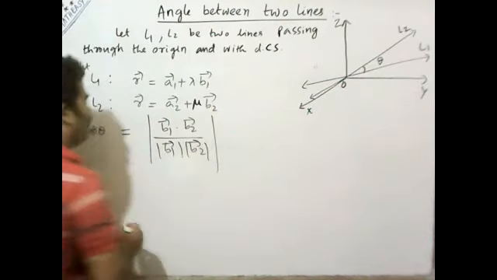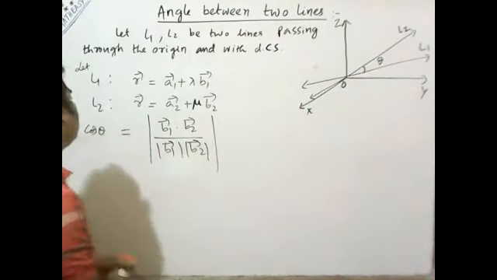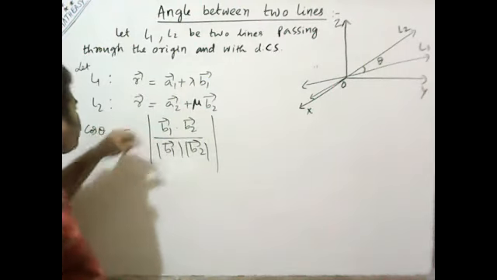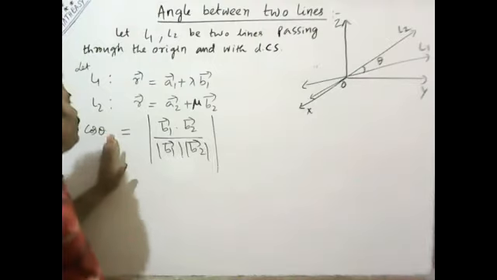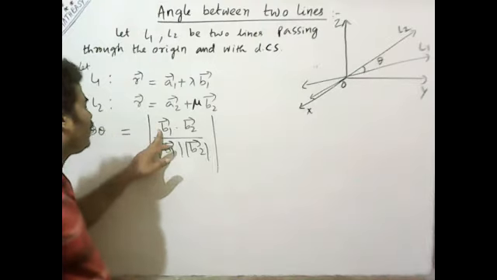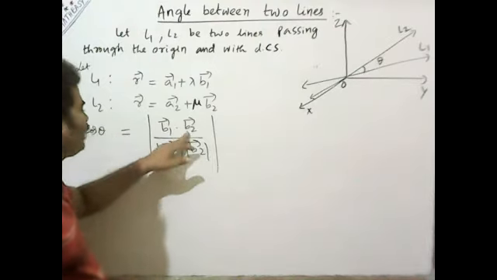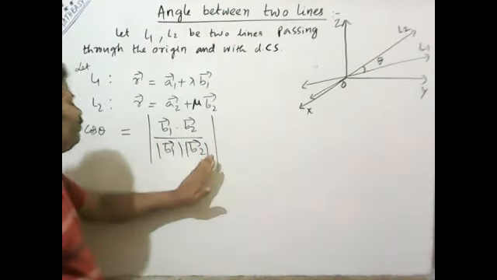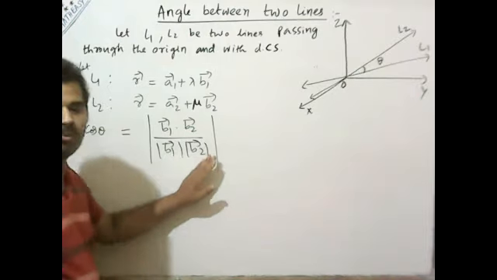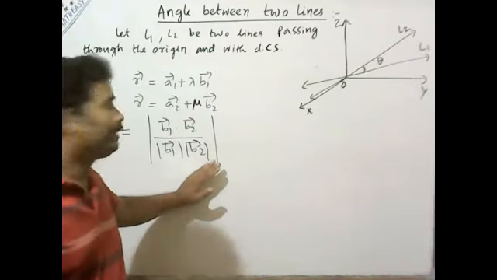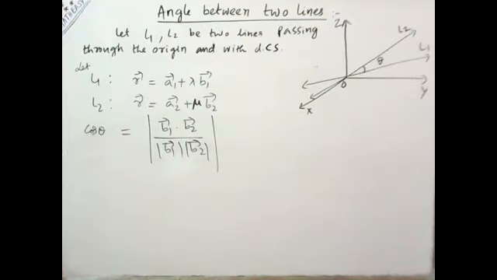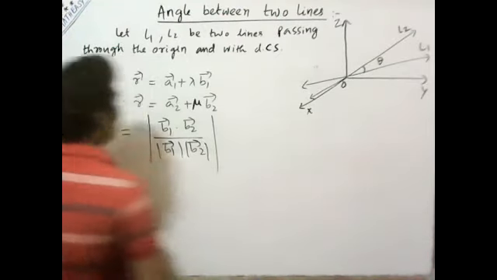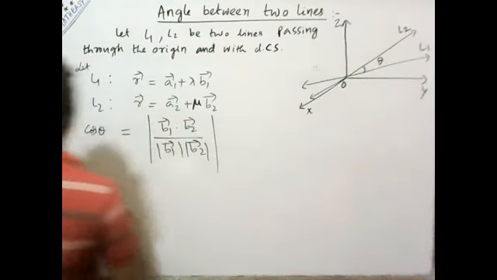In the place of lambda, you can write the mu vector. So the lambda and the mu are constants. Here cos theta is equal to B1 vector dot product with B2 vector divided by the magnitude of B1 and the magnitude of B2, the whole magnitude. This is the cos theta, if the angle is given in vector form.